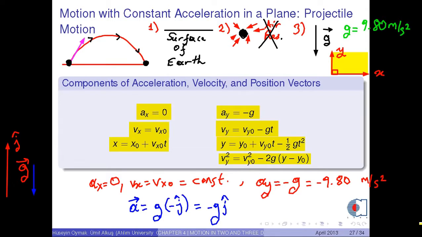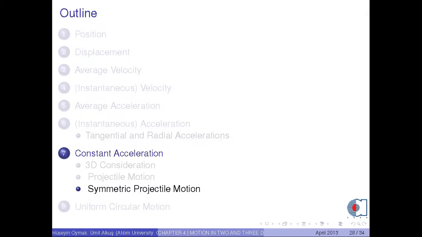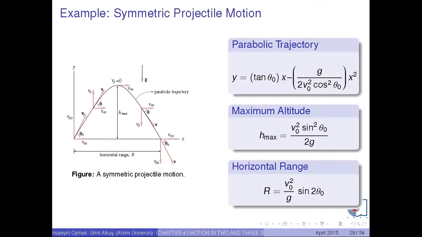Okay, let's solve an example of projectile motion, which is symmetric projectile motion. We now analyze the symmetric projectile motion as an example. We mean with symmetric that the launching and landing points of the projectile are on the same horizontal line or surface.